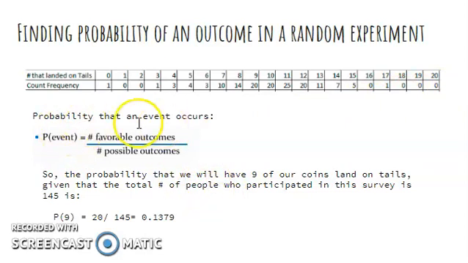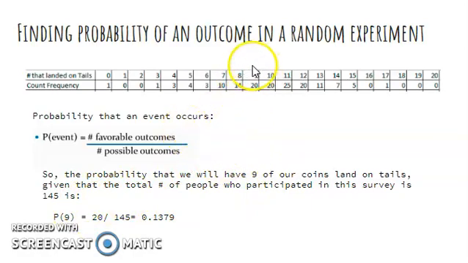So again, as a reminder, the probability that an event occurs is the number of favorable outcomes over the number of possible outcomes. In this case, the number of possible outcomes is 145 because we have 145 people, and each person has an outcome that is matched in this 0 to 20 range of the number of tails. So for example, the probability that we will have 9 of our coins land on tails, given that the total number of people who participated is 145.